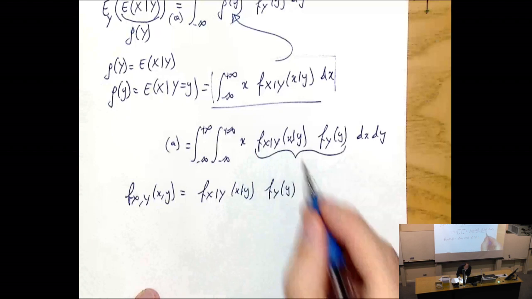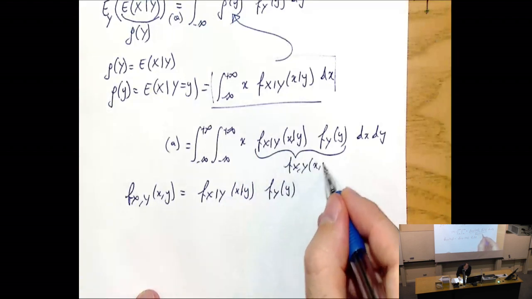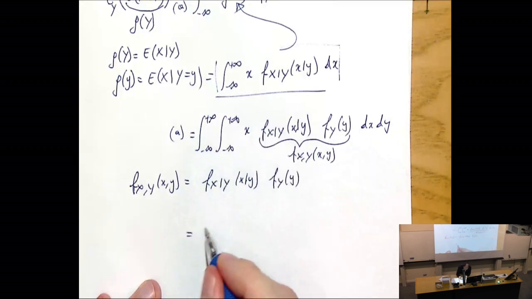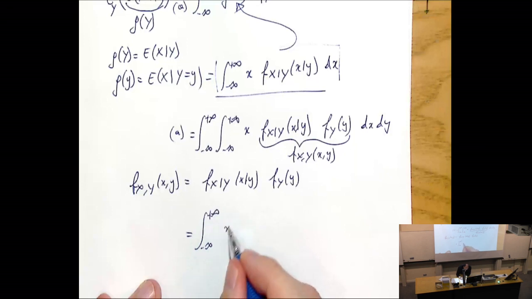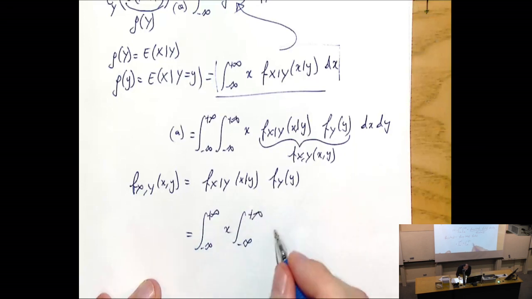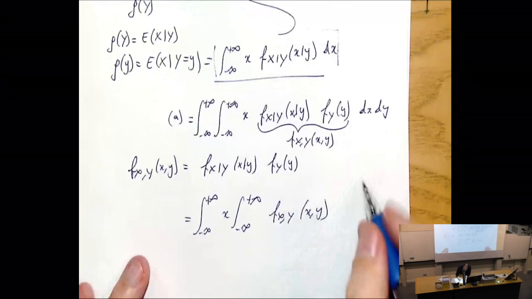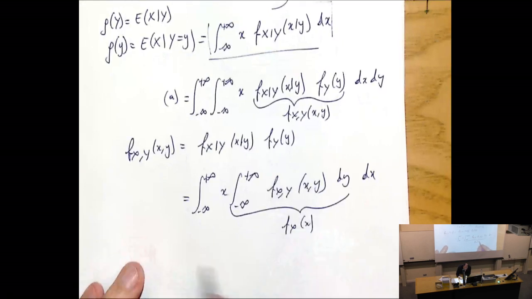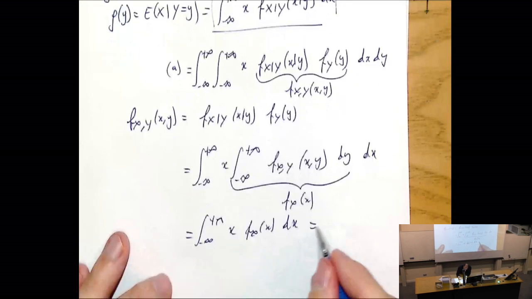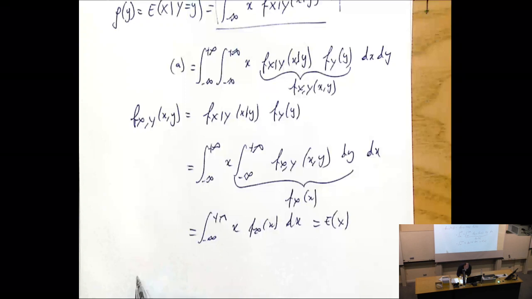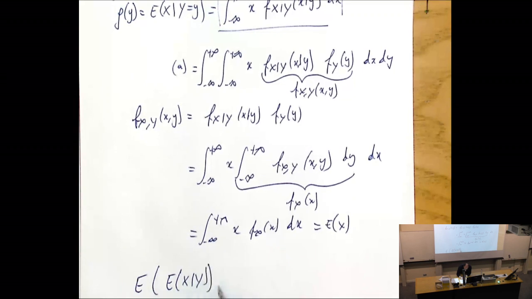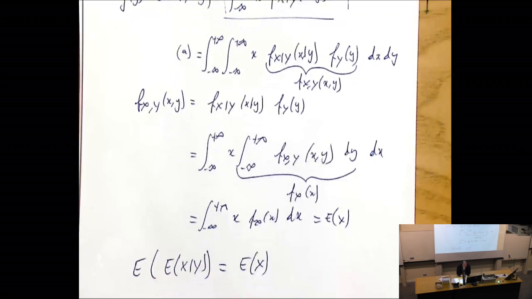And so this is the joint probability density function of x and y. And this is again equal to the integral between minus infinity and plus infinity of x times the integral of this joint PDF dy, dx. This is the marginal of x, and so this is x f of x dx. This is the expectation of x. So if I take the conditional expectation of x given y, and then take its expectation, what I get is the expectation of x.